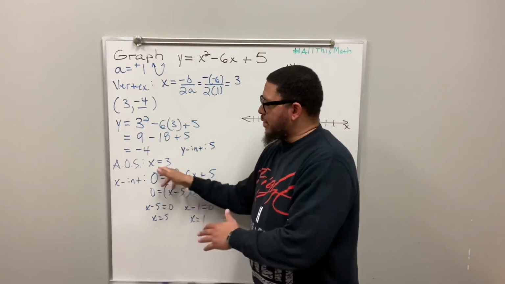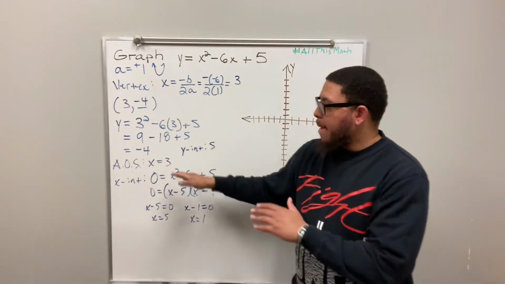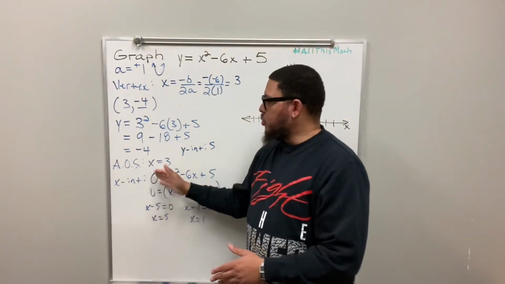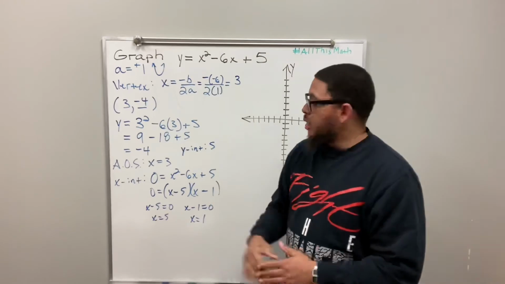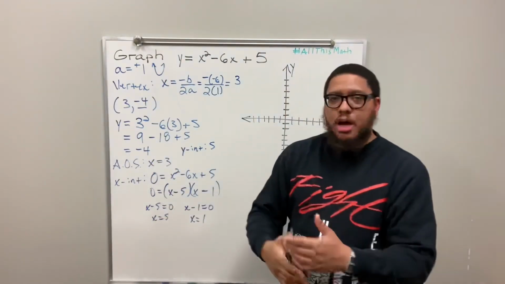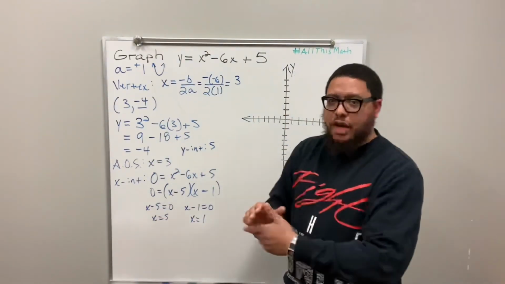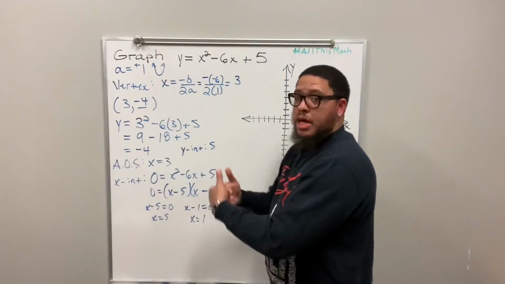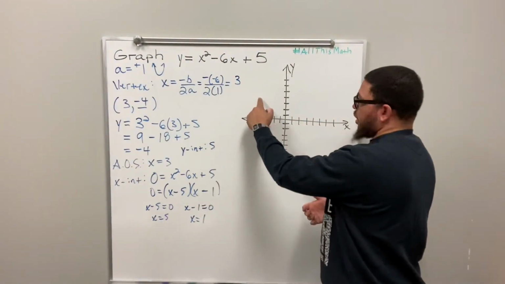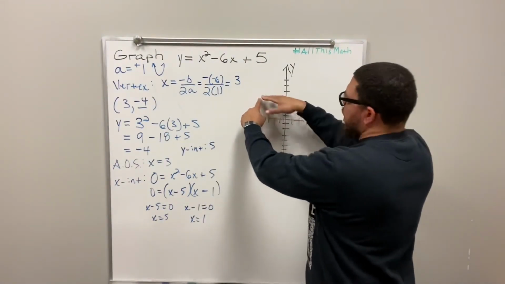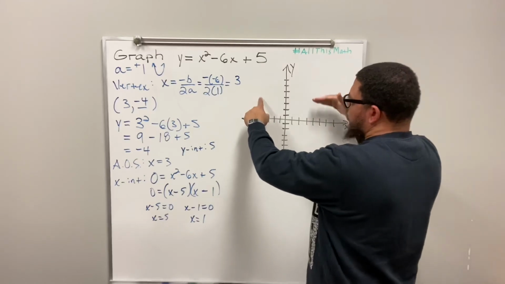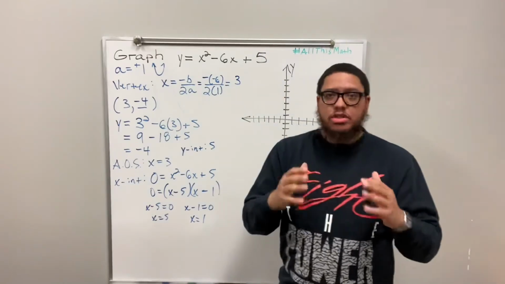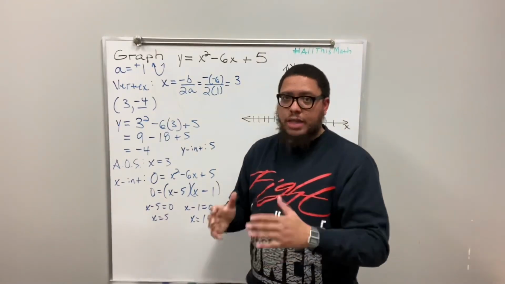I really don't need the axis of symmetry because I got x-intercepts, but if I didn't have x-intercepts and I was using a table of values, I would use the axis of symmetry to figure out what my other points were. If I find a point on the left side, there's going to be another point on the other side of the axis of symmetry that's just as far away from it. That's how the axis of symmetry can help us to draw our graph.